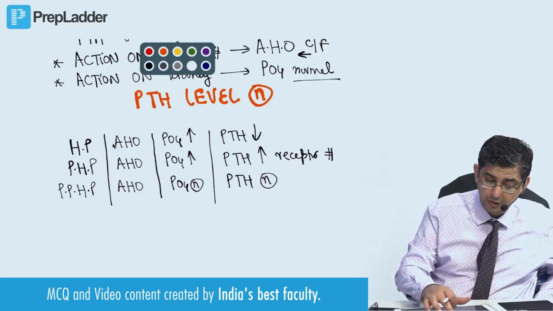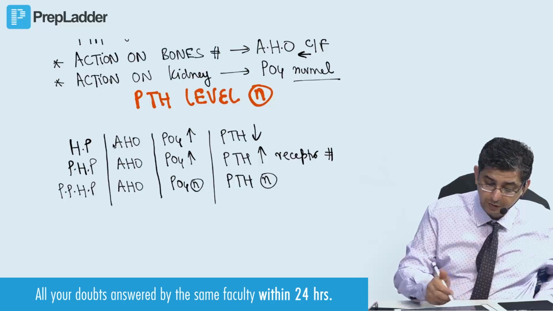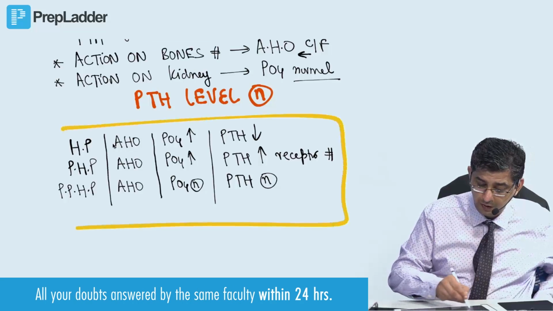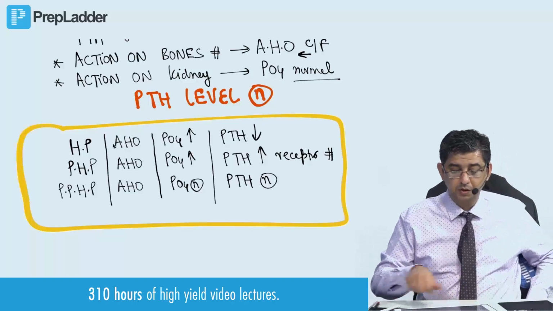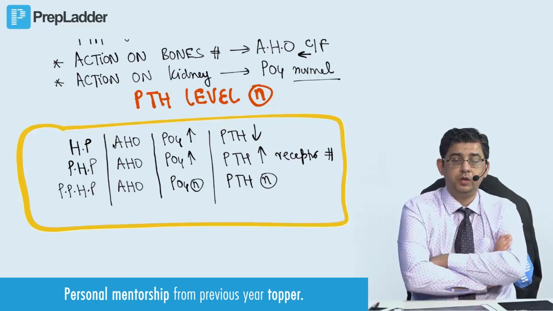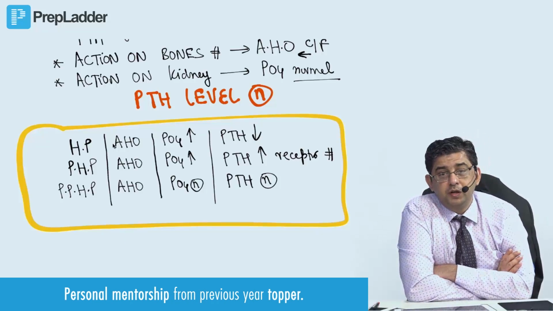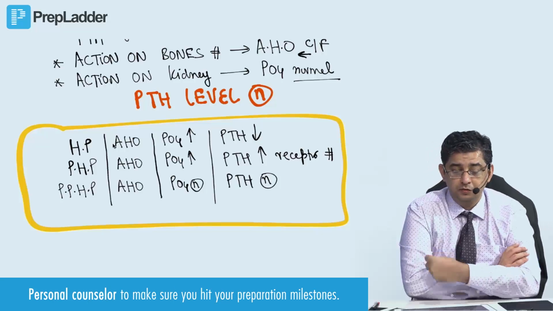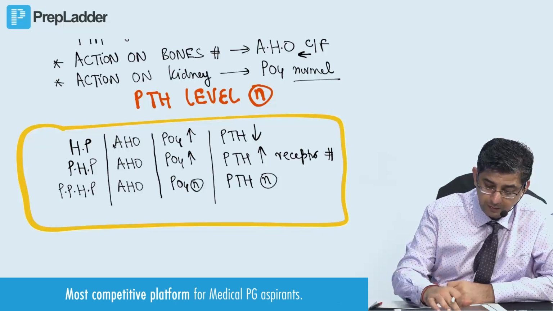This is a summary table that I wanted you to remember for these three disorders. All three will have AHO with knuckle dimple sign. How can you differentiate between the two? That is based on the values of phosphate and PTH. The first condition, hypoparathyroidism.